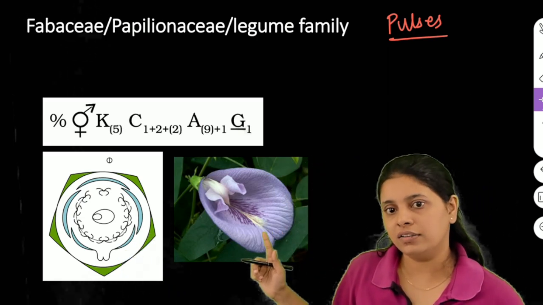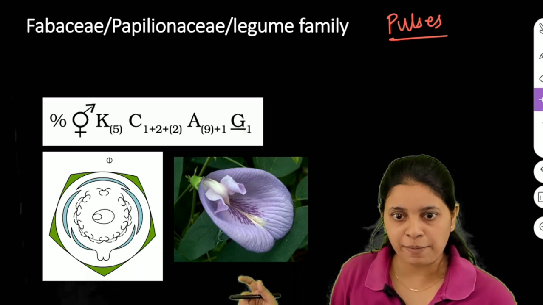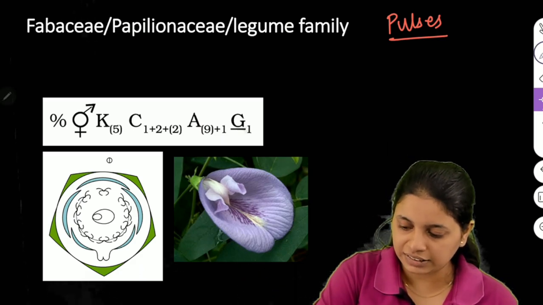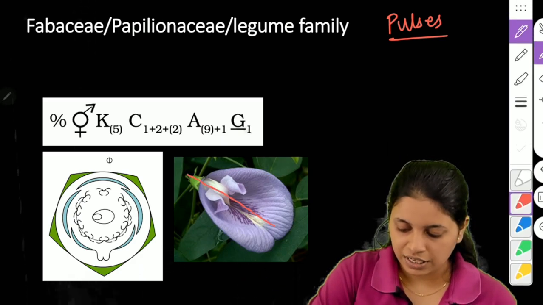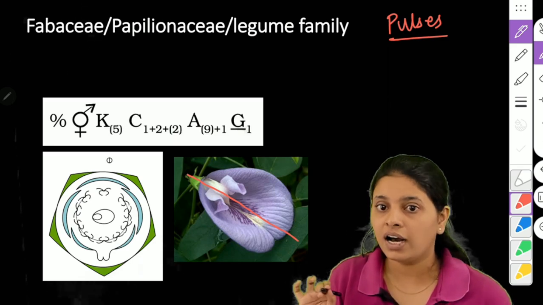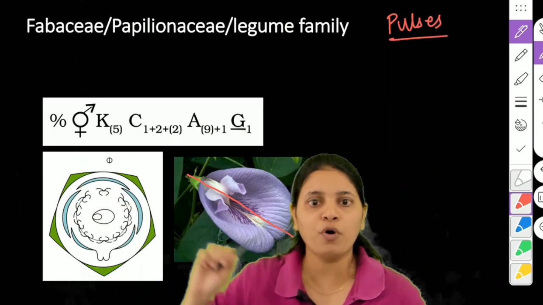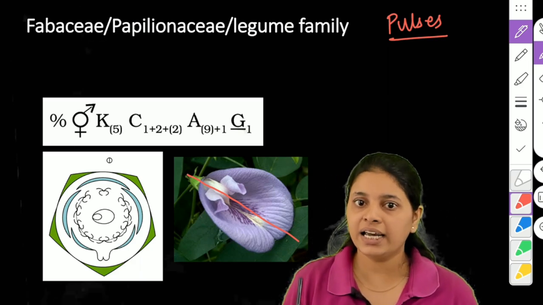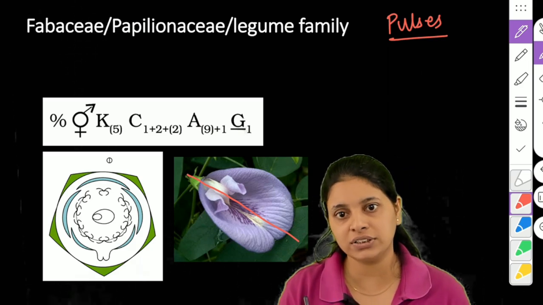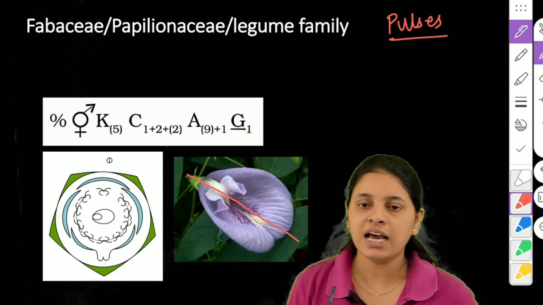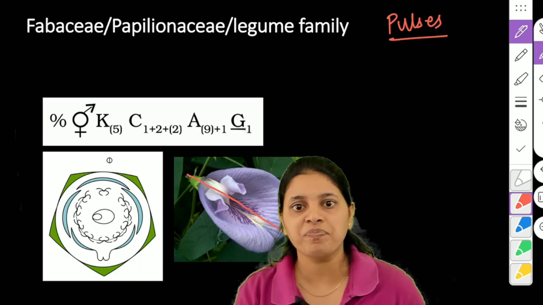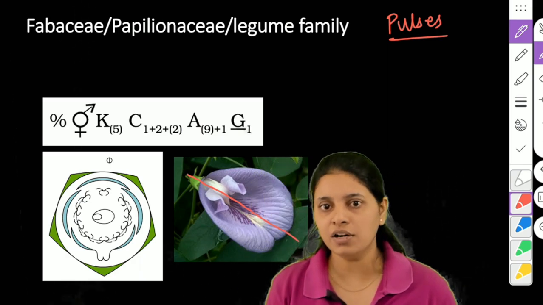This is a flower from Fabaceae. So if you cut it like this, then only you will get equal halves. Otherwise, you will not get equal halves. So that is why zygomorphic symmetry, right? Next, it has bisexual flowers because it has both androecium as well as gynoecium in the same flower. Okay, now let's start with the whorls.